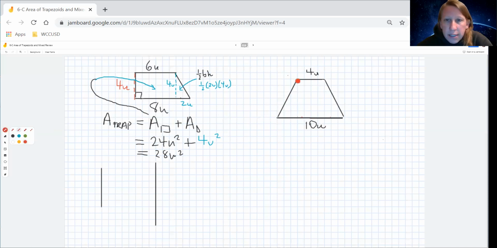But I can see that if I drew this little line right here and this line right here, hey, now I know some shapes. What shapes do you see here?